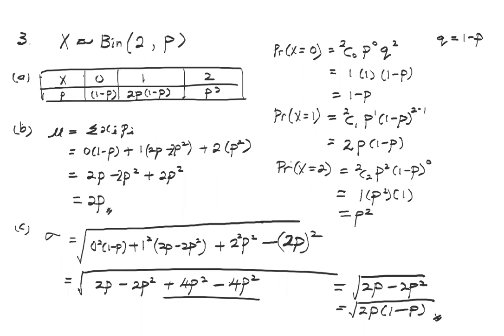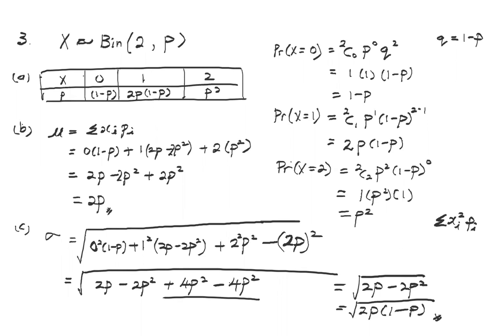X equal to 0 should be 1 minus p. No. The 1 minus p cannot be squared. It's only the x that is squared, the p is not squared. Okay, only the x is squared, the p cannot be squared, because the formula is sum of xi square p i. Okay?